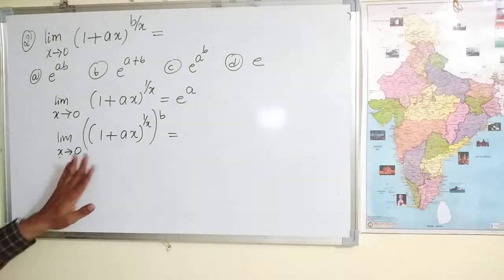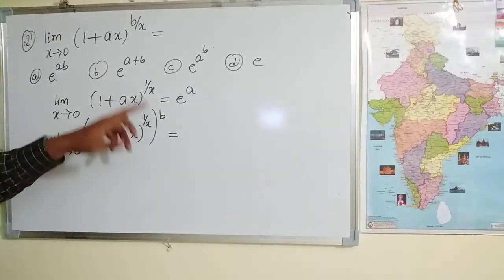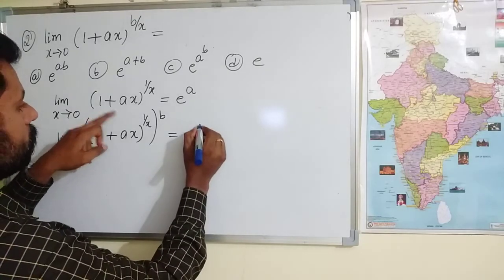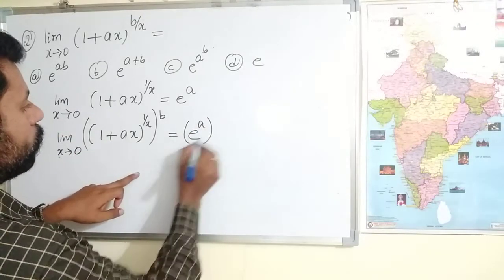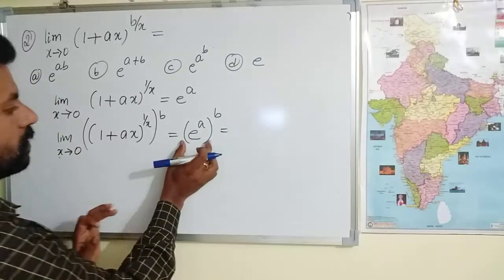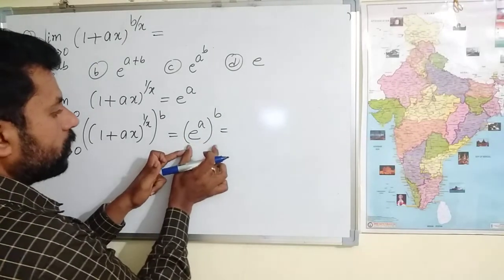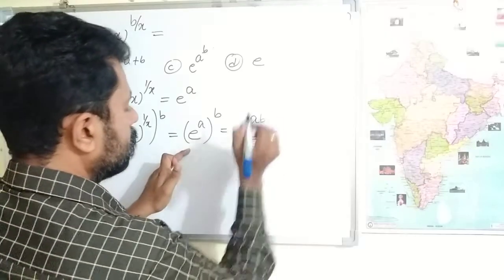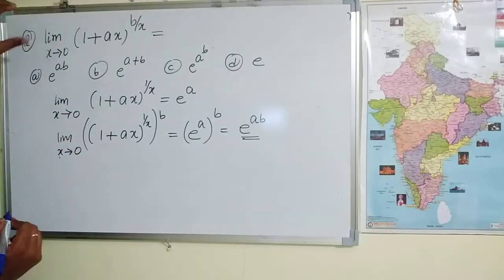Now compare this result with the standard result. Here we get (e to the power a) whole to the power b. Now this value can also be written as e to the power ab. This is the required solution for this limit. Now option A is correct.